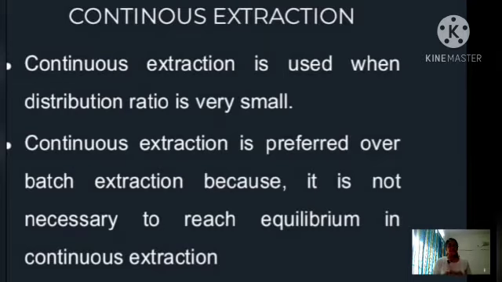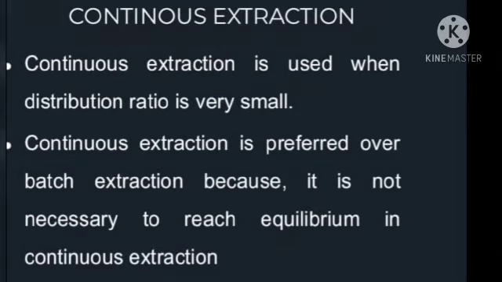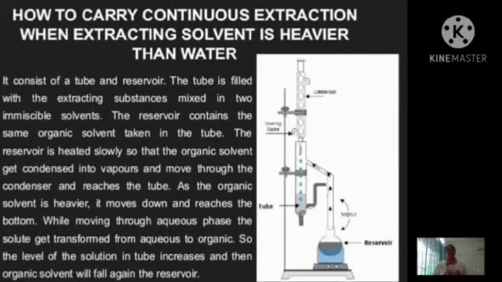Continuous extraction is applicable when the distribution ratio is very small, and it is preferred over batch extraction because it is not necessary to reach equilibrium between the two immiscible solvents as in the case of batch extraction. So let us discuss how the continuous extraction is carried out when the extracting solvent, that is the organic solvent taken, is heavier than water.